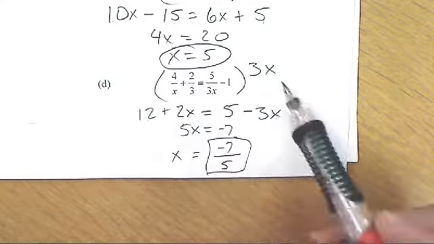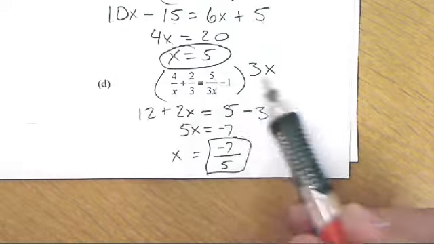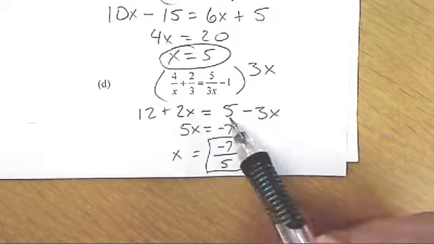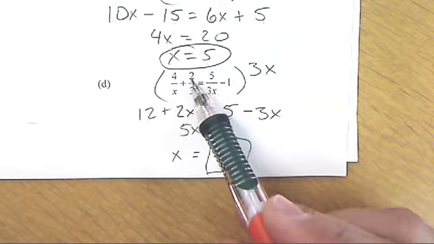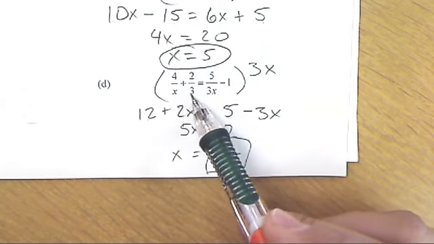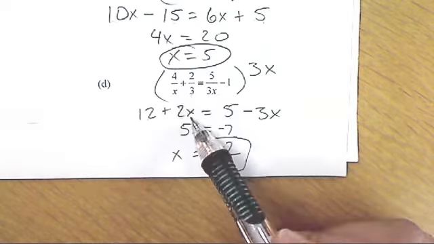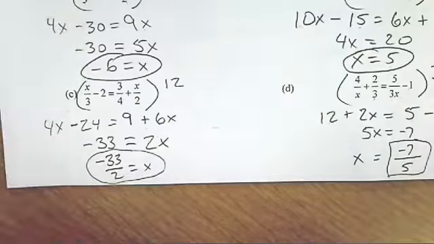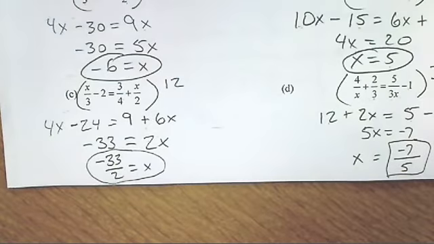Common denominator is 3x, so multiply by 3x. 3x times the 1 is 3x. 3x times 5 is 15. X divided by 3x is just 5. 3x times 2 and then divided by 3 is 2x. 3x times 4 divided by x is 12. And just solve it like regular. And that is my time limit.